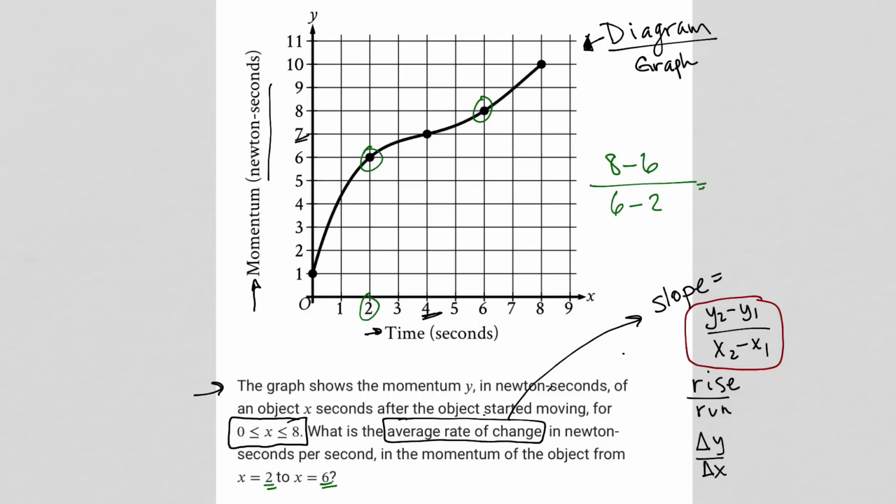So altogether, this would become 8 minus 6, which is 2, over 6 minus 2, which is 4. And our answer would be 1/2. Right? We could also, of course, write it as 0.5. So those are my answers.